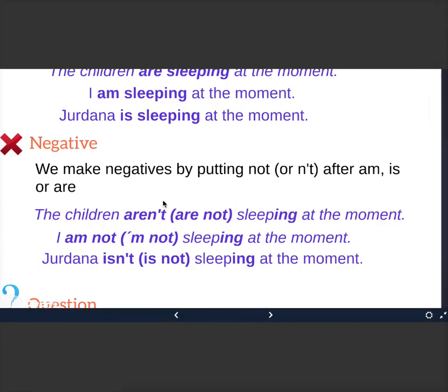The children aren't sleeping or the children are not sleeping. Pueden usar are not, pueden usar aren't y está bien. Lo importante es que el verbo to be esté, obviamente, y que vaya en negativo. I am not sleeping. Miren que en este caso sí tenemos que poner el not. No podemos cambiarlo. Lo único que podemos hacer es contraer la forma del am. I'm not or I am not. And finally, Jordana isn't sleeping or Jordana is not sleeping.